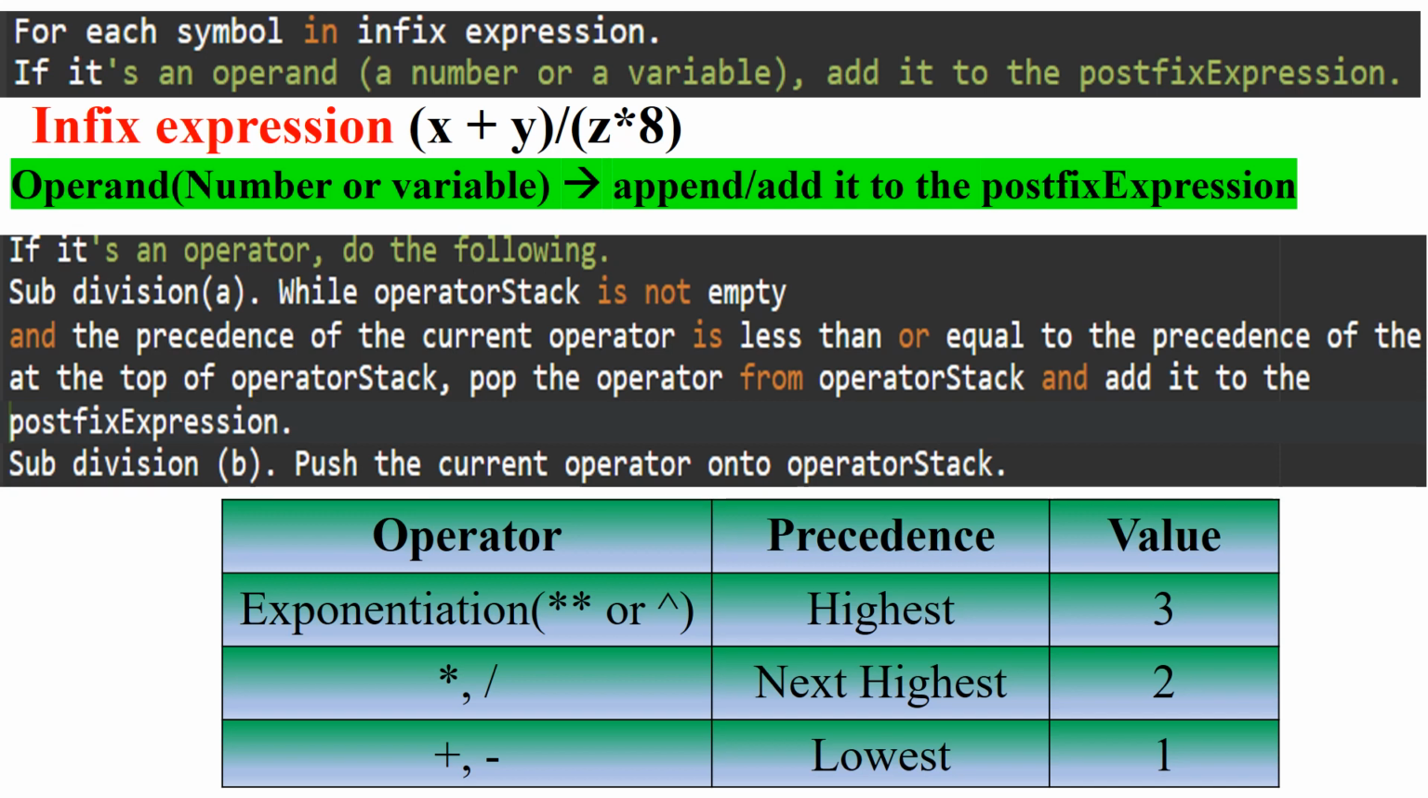Now come to the second part. If it's an operator, do the following. There are two subdivisions. Subdivision A. While the operator stack is not empty and the precedence of the current operator is less than or equal to the precedence of the operator at the top of the operator stack, pop the operator from the operator stack and add it to the postfix expression. You can see the operator and precedence value box given below for your reference. Subdivision B. Push the current operator onto the operator stack.